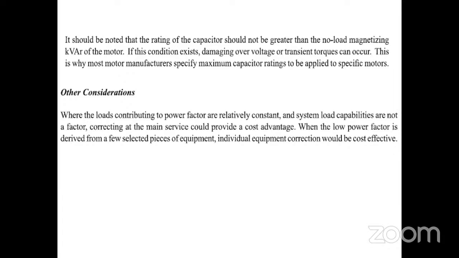Other considerations. See, where the loads contributing to power factor are relatively constant and system load capabilities are not a factor, correcting at the main service could provide a cost advantage. If we had only one capacitor at the mains instead of providing one capacitor at each load end. When the low power factor is derived from a few selected pieces of equipment, individual equipment correction would be more cost effective than connecting capacitors for all the equipment.